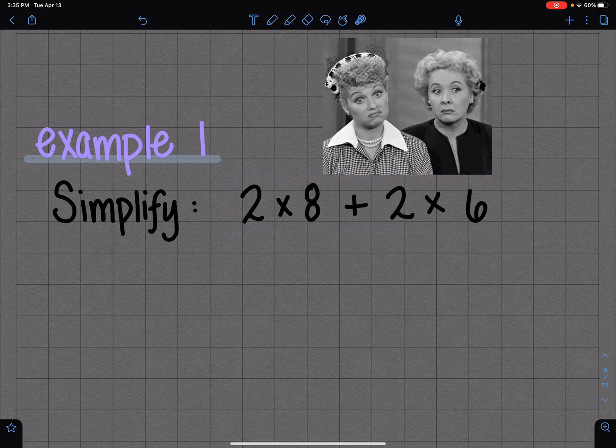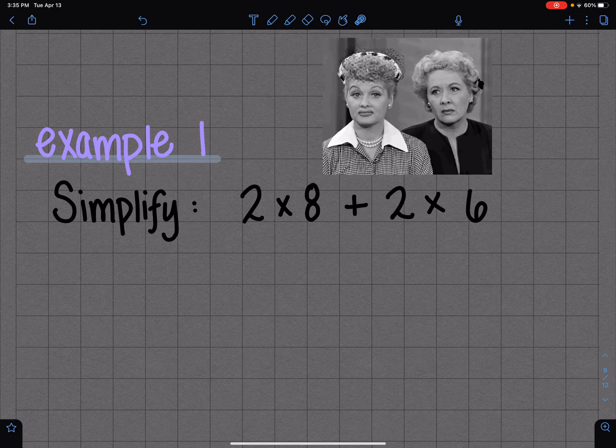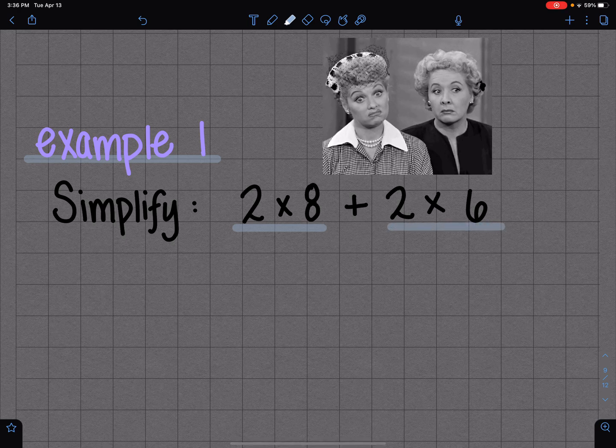Now, which one do you do first? Because there is an order. So let's look across this. There's no parentheses here, so we don't have to worry about parentheses. The next step, number 2, is multiply and divide. So I'm going to underline the things. This is a multiplication. This is a multiplication. So these are the things that we're going to do first.